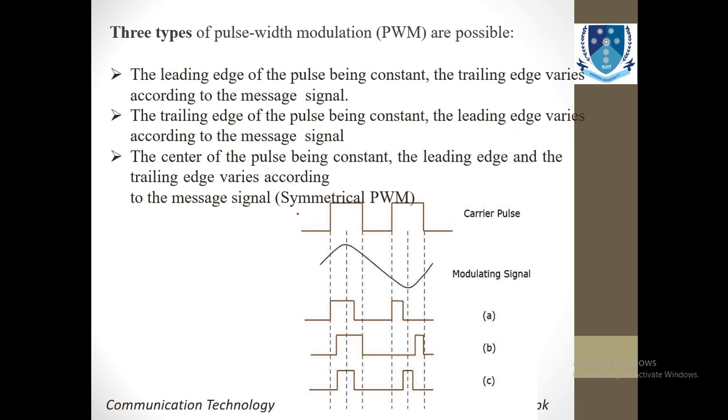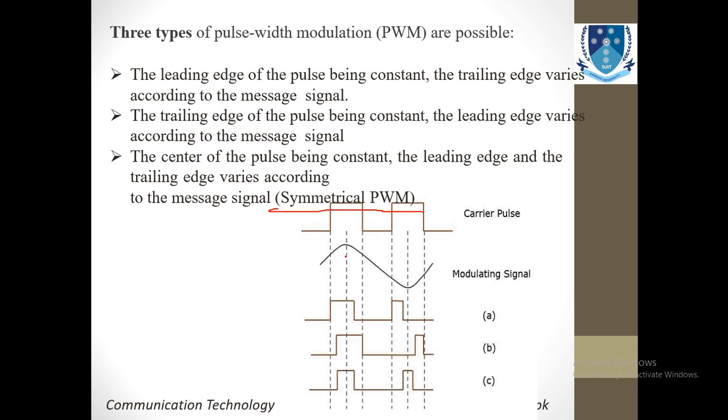So if you also want to use this sawtooth waveform, but you also want your PWM signal to be symmetrical, you can use this kind of system setup in which the center of the wave is kept constant while the trailing edge and the leading edge are varied according to the input message signal.